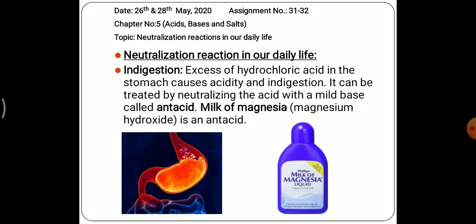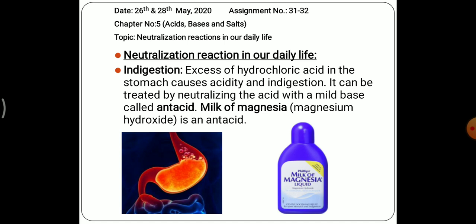So then what will we do? Usually we take ENO to reduce the acidity. ENO is also a type of base. So what is this base doing? It is reducing the effect of the acid that is produced in the stomach. So in order to cure indigestion and get rid of pain, we can take bases called antacids. So antacids, what are these? These are mild bases which have no toxic effect on the body. The common antacid used for curing indigestion due to acidity is milk of magnesia.